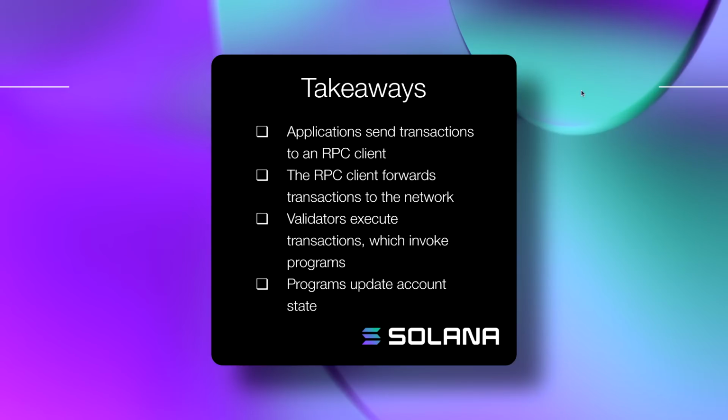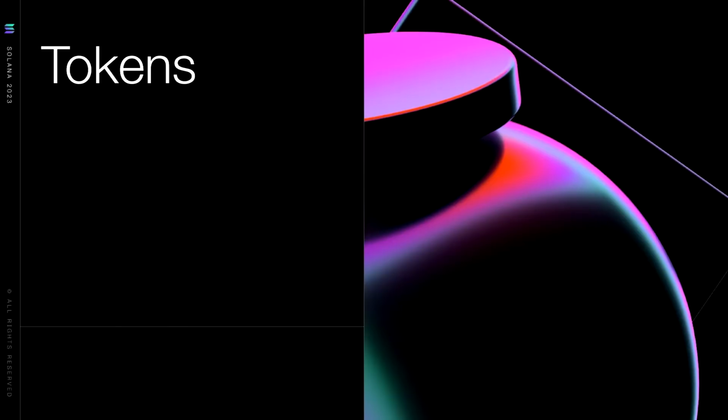We'll go back through the key takeaways: applications will build and send transactions to an RPC. The RPC is going to take all those transactions and forward them to the rest of the network, to the voting validators. The validators can then execute those transactions, which are going to invoke programs. And each of those programs has the ability to update accounts that they have the authority or ownership over. So next we'll talk about tokens on the Solana blockchain.